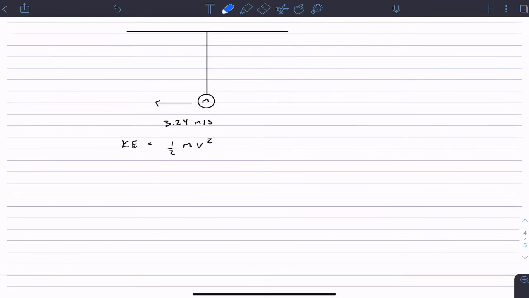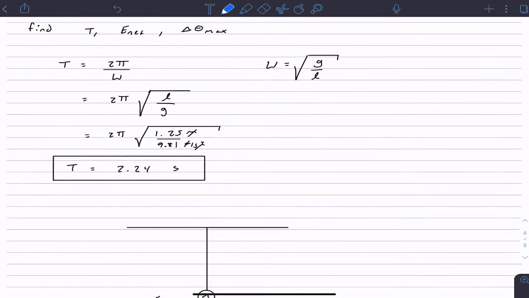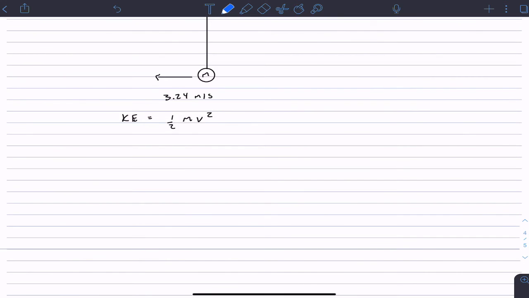So really, total energy is just going to be 1/2 mv squared for this position, which is 1/2 times, what is m? M is 2.5 kilograms. 1/2, 2.5 kilograms, 3.24 meters per second, all squared, and that gives us a value of 13.1 joules. That's the total energy. Right?